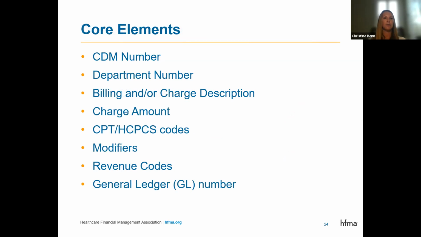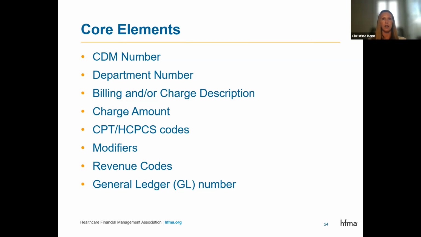The core elements of the CDM include the CDM number, which is a unique identifier assigned to a given line item in the charge master. The department number, which denotes the revenue generating area. The charge description that appears on the claim or statement. And the dollar amount or total charge amount.